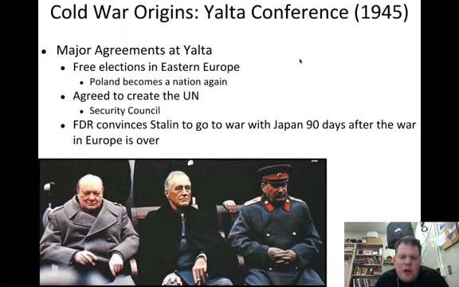They're going to agree to create the UN, with a Security Council where the goal is to keep peace throughout the world. And what FDR also does that's significant is he convinces Stalin to go to war with Japan 90 days after the war in Europe is over. Many people consider this perhaps a blunder on FDR's part, since we didn't really need Stalin's help to defeat the Japanese, and by letting Stalin get involved in that war, it allowed him to get concessions in Southeast Asia.